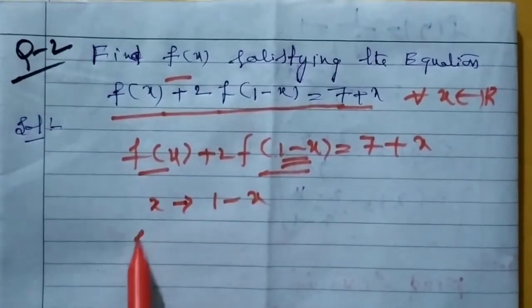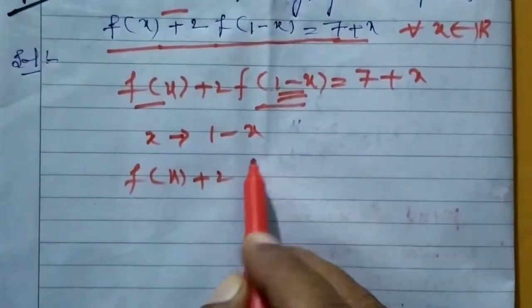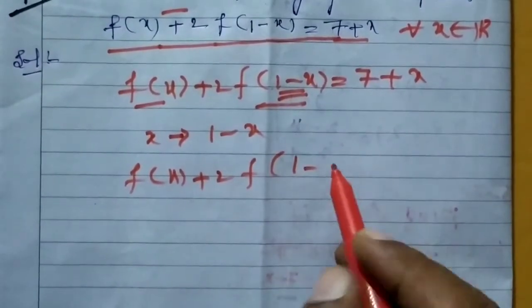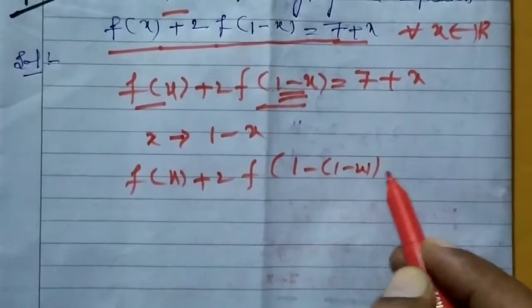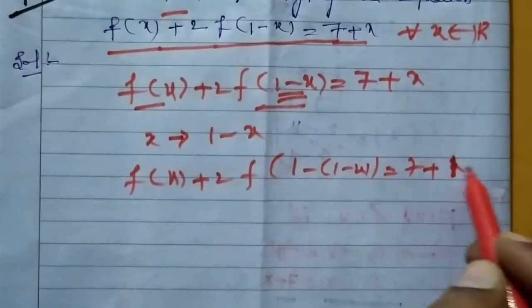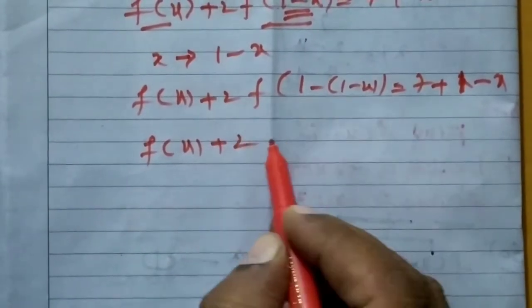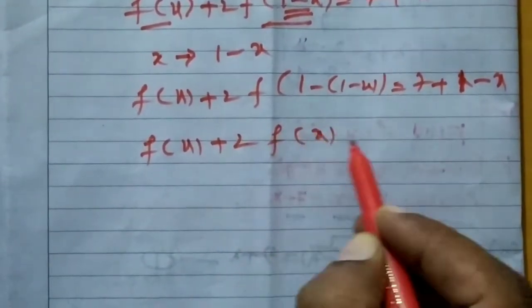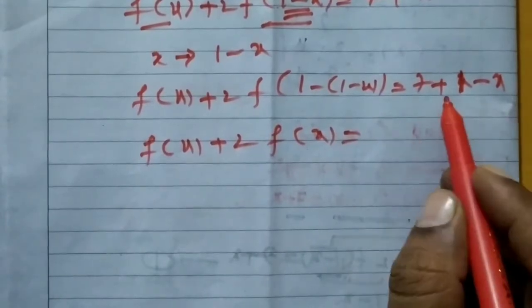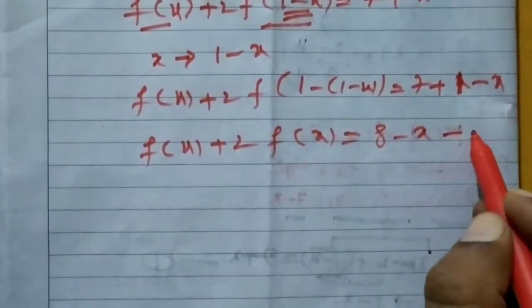Then what happens? f(x) + 2f(1 - x), with x replaced by 1 - x, is equal to 7 + x, with x replaced by 1 - x. Then what happens? f(x) + 2f(x) is equal to 8 - x. This is the second equation. Already we have the first equation.